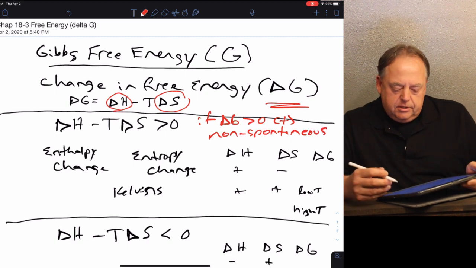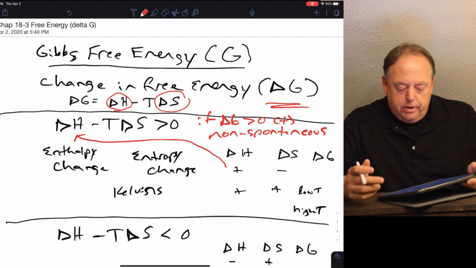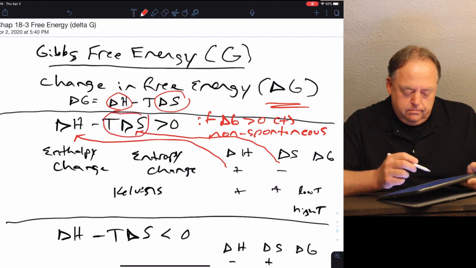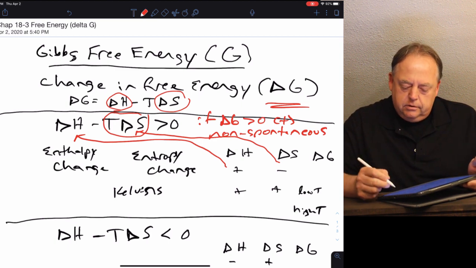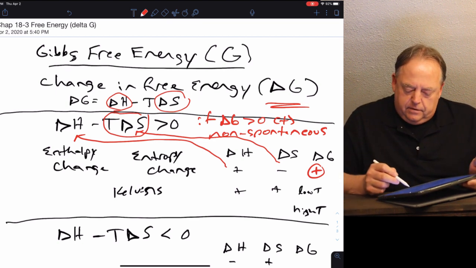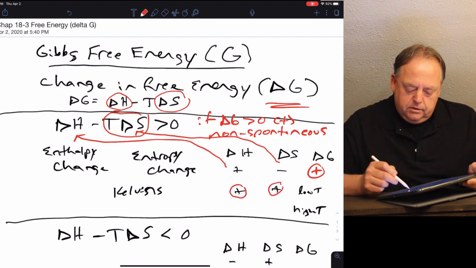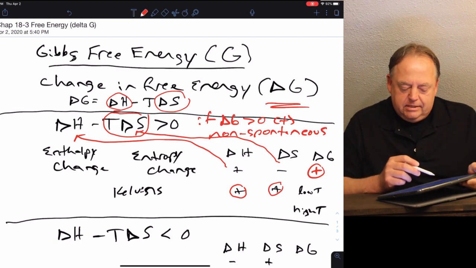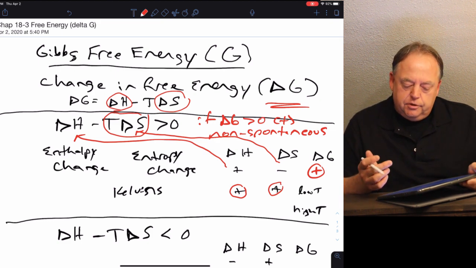So under what circumstances will that happen? If enthalpy is positive, so if it's an endothermic reaction, and if delta S is negative, then this entire term becomes positive, and so under all situations, no matter what the temperature is, delta G would be positive and the reaction would be non-spontaneous. If delta H is positive and delta S is positive, then the reaction could have a delta G positive or negative. That depends on what the temperature is, right?